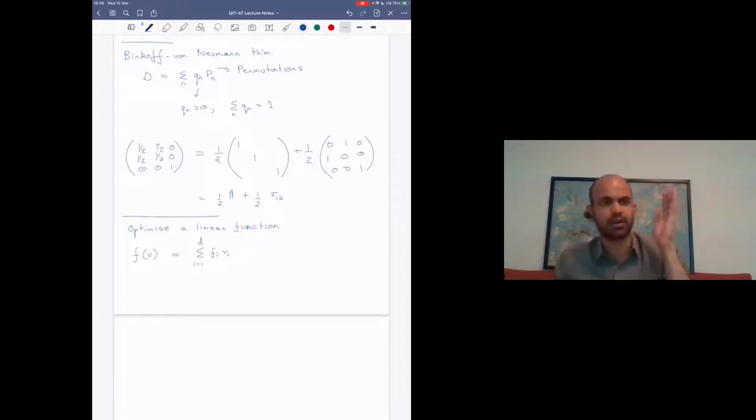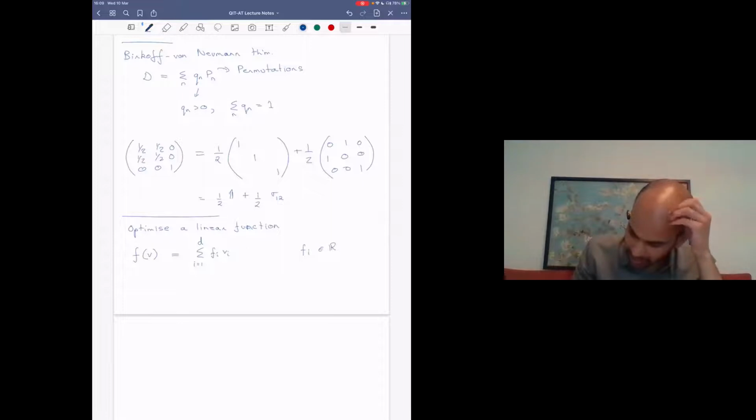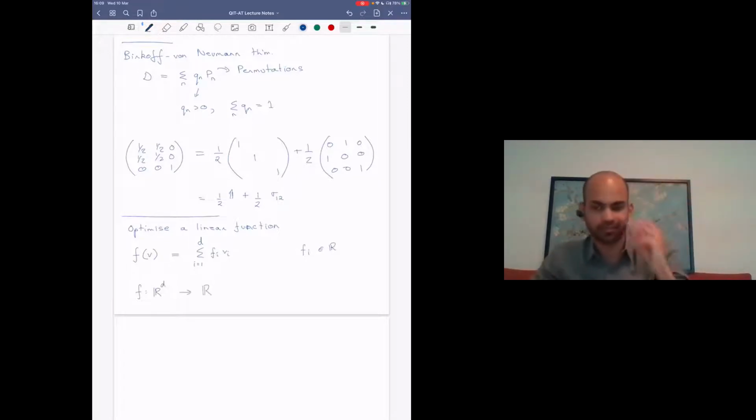So sorry, I said convex. I didn't mean to say convex combination. It's a linear combination of them. So for example, the f_i could all be in R, for example. And so this is a function that takes you from R^d onto the set of real numbers.